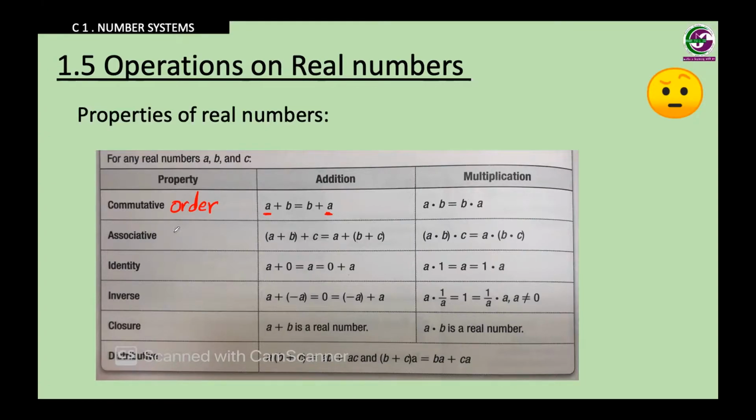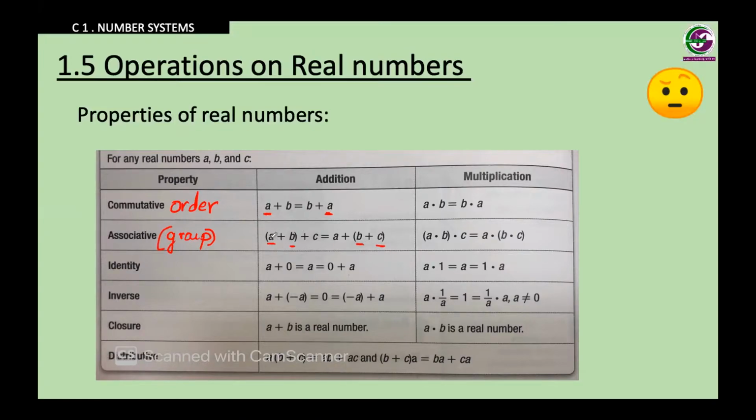Now, associative property. Associative property means we are changing the groups. Groups means the numbers or integers or any type of numbers which are in the bracket. In the first bracket, we have A plus B. And on the right side, we have B plus C. We change the brackets, but still the answer remains the same.